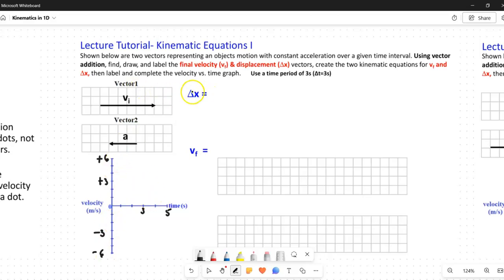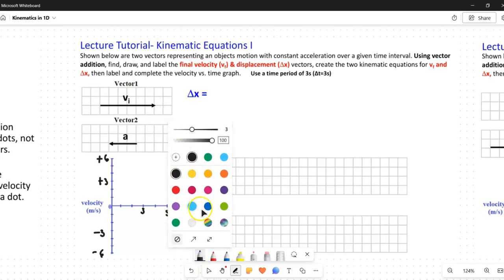We have 2 equations we're going to construct. Okay, and we have this situation. So we're given this initial velocity vector. We're given an acceleration vector. So this initial velocity vector is going to be, and I'm going to use blue for that.